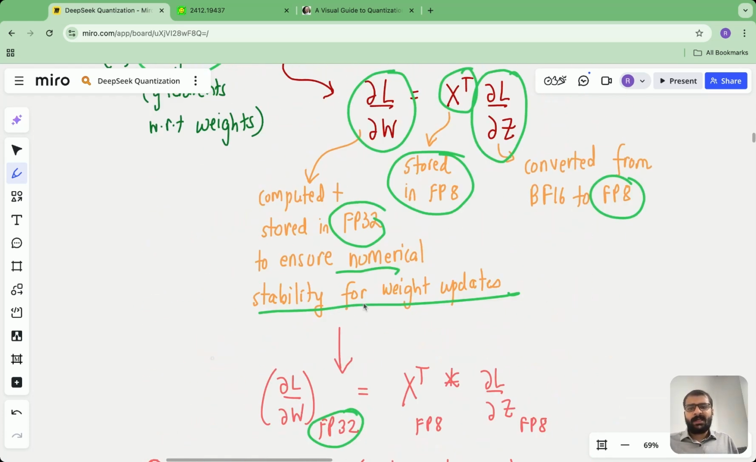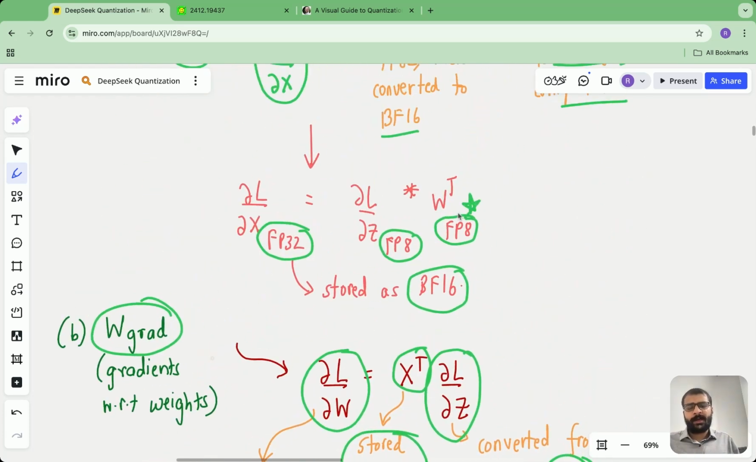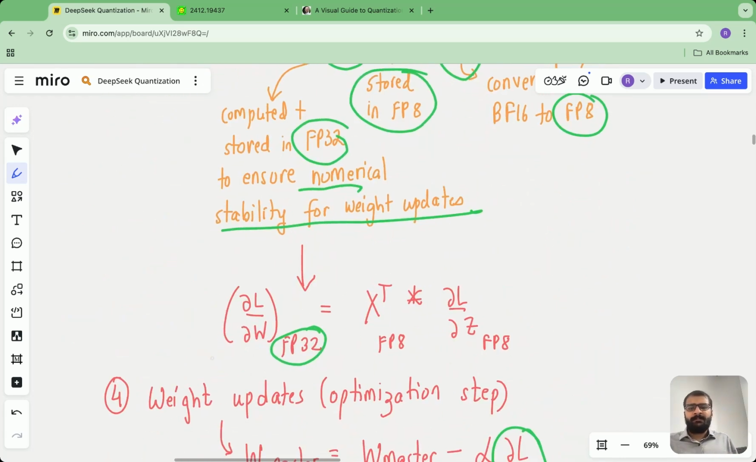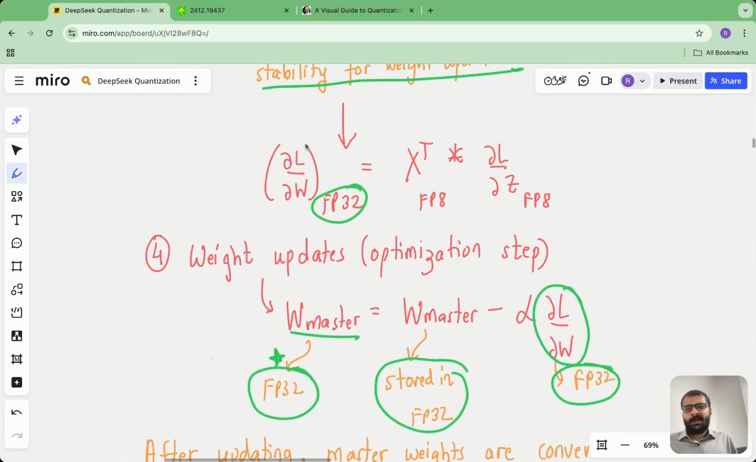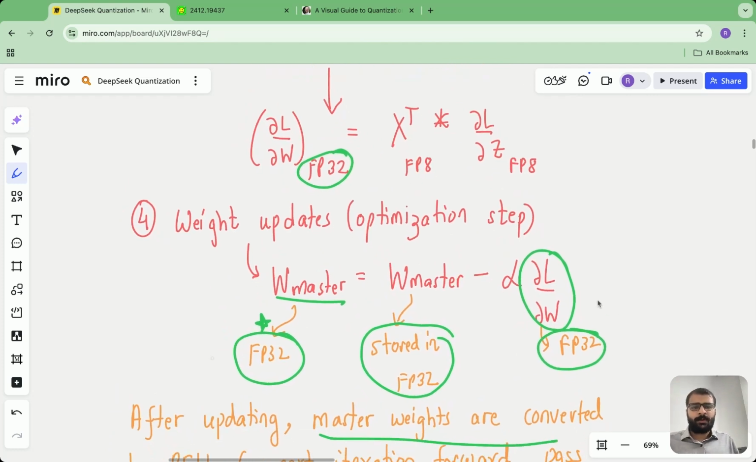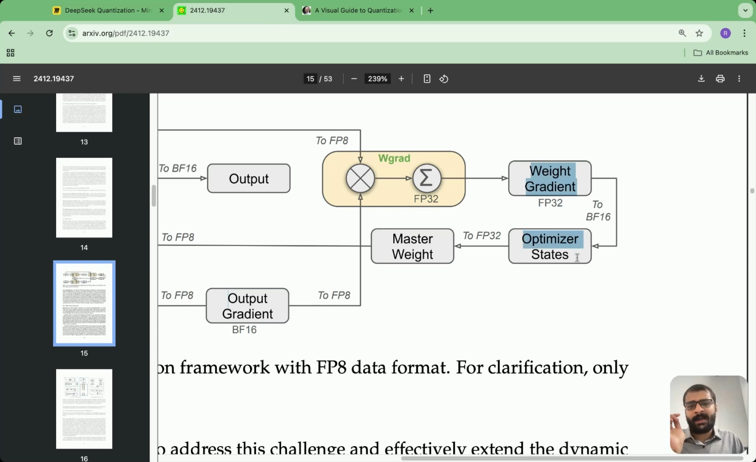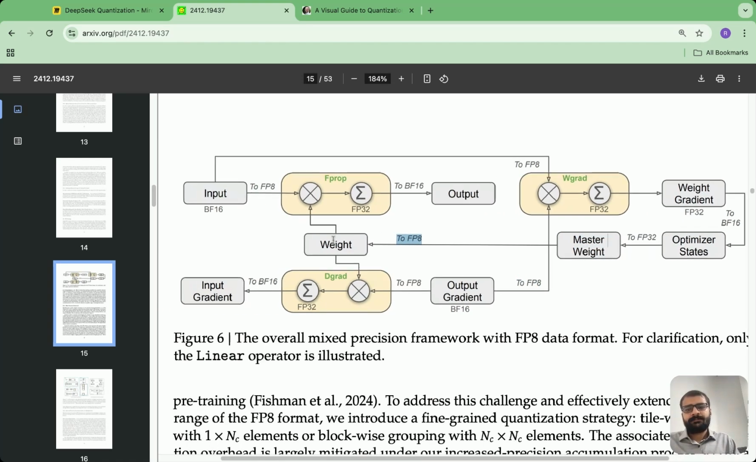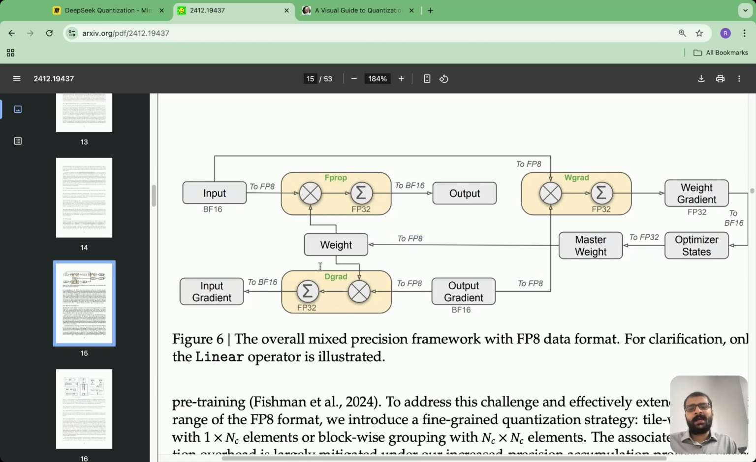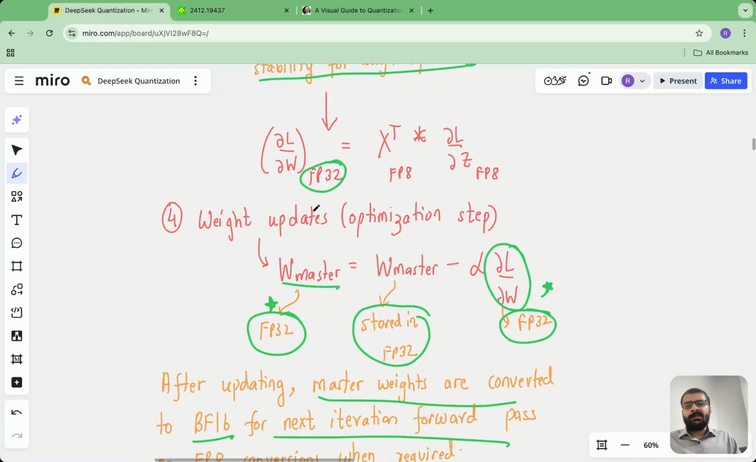So these weights, when they are utilized for calculations, are converted on the fly to floating point 8. But remember that the master weights are computed as floating point 32, and the partial gradient with respect to the weights is computed as floating point 32. So this portion is shown in this part of the schematic over here. We get the weight gradient in floating point 32, and we get the master weights as floating point 32, and they are converted on the fly to floating point 8 to get my forward pass, to get my D grad, etc.